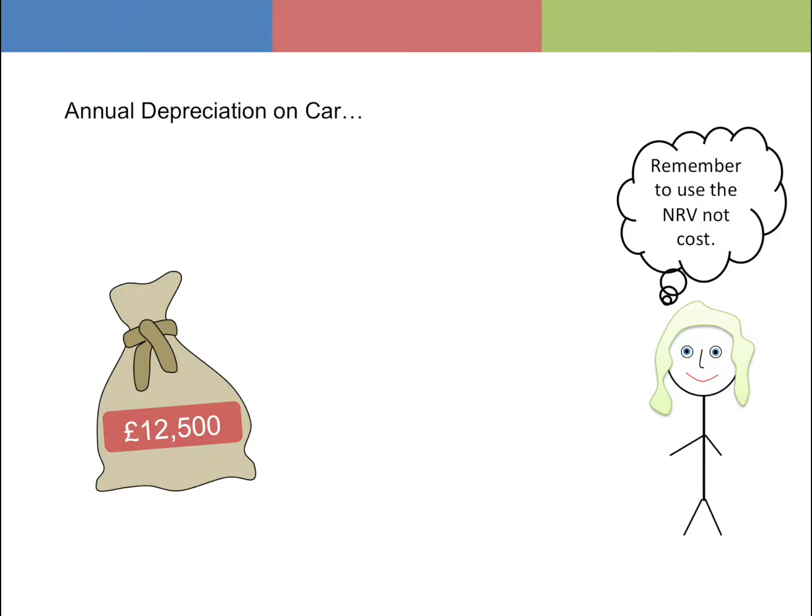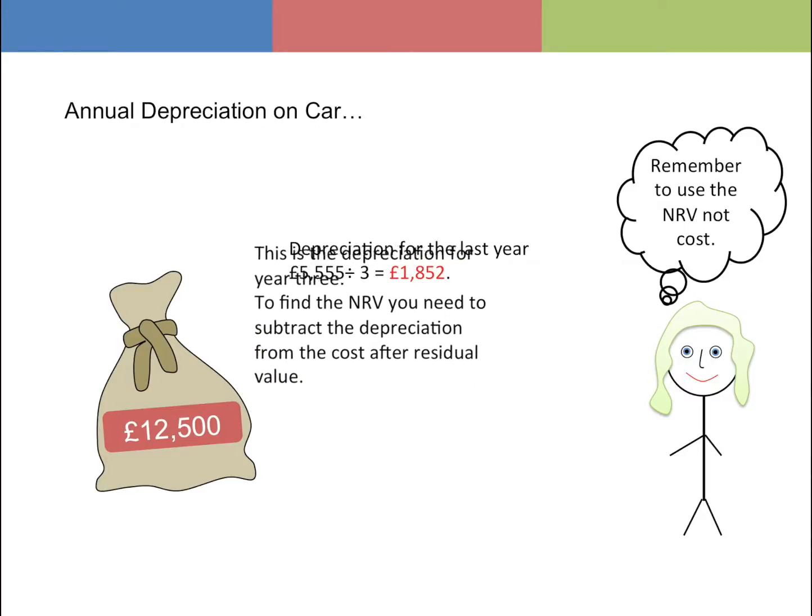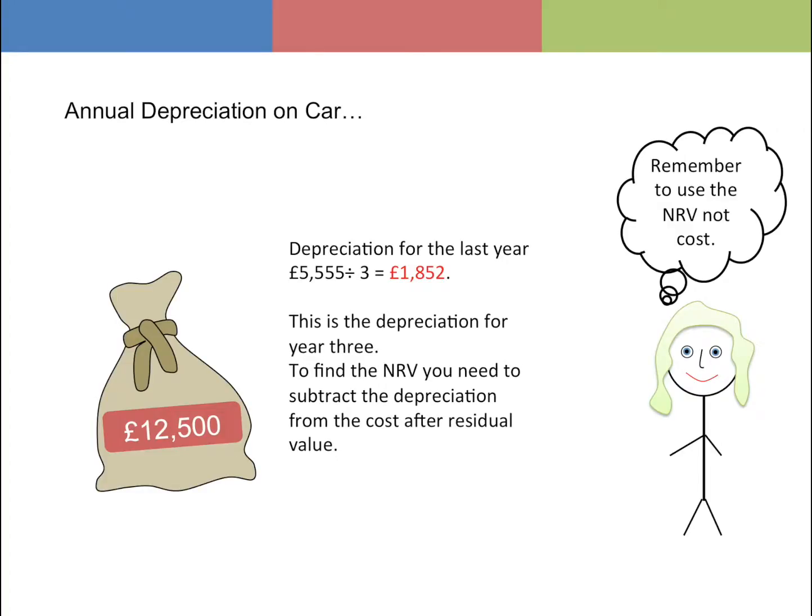For the third and final year, you do the same as what you did for the second year. So you take your £5,555 and divide that by 3 years, which gives you your £1,852. This is the depreciation for year 3, and to find out the NRV, you need to subtract the depreciation from the cost after residual value, which is £5,555 minus £1,852, which leaves you with £3,703.